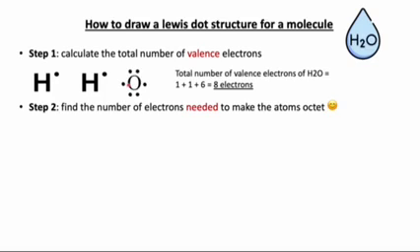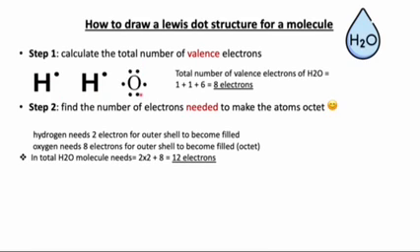Step 2, we find the number of electrons needed to make the atoms octet. So hydrogen needs 2 electrons to become full in its outermost shell, and oxygen needs 8 to become octet. So 2 plus 2 plus 8 gives us 12 electrons.